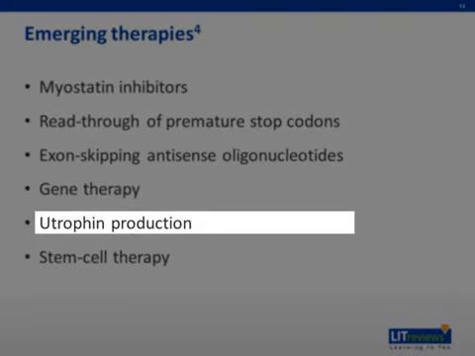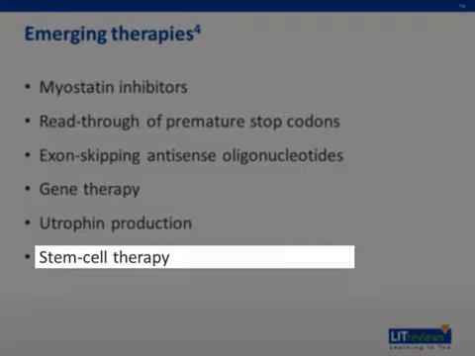Techniques to increase the production of utrophin, a stabilizing compound homologous to dystrophin, are underway. Finally, investigation using stem cell therapies are in progress as well.